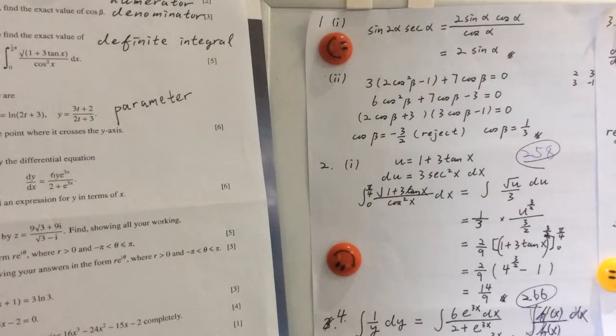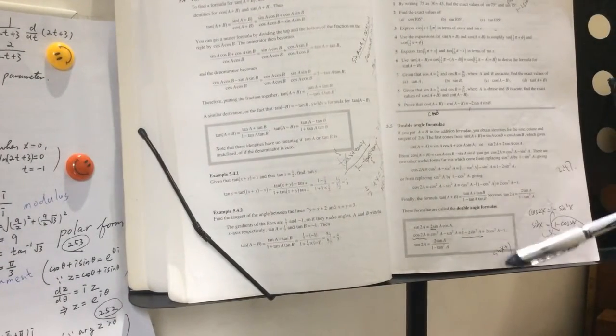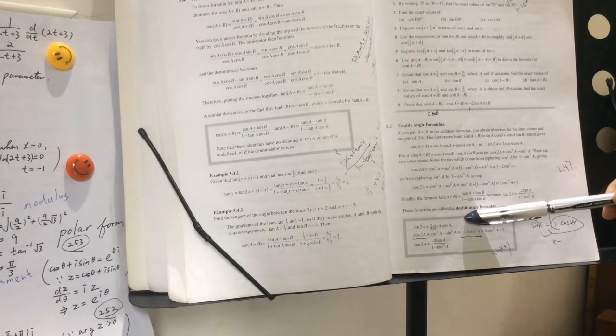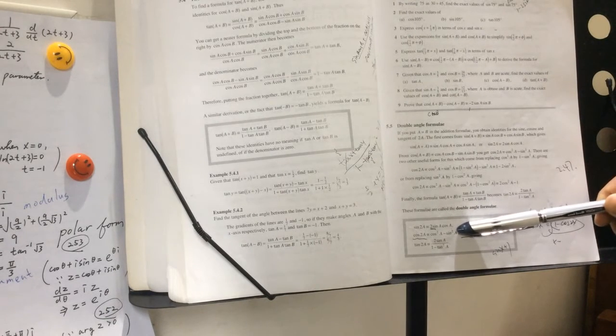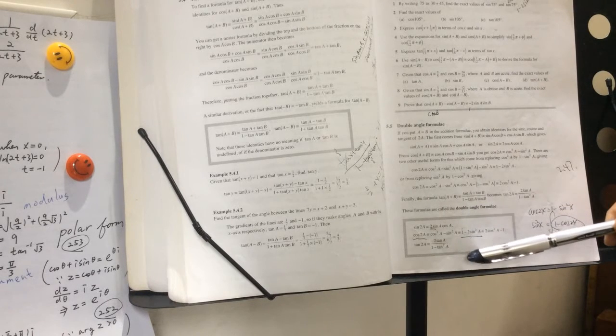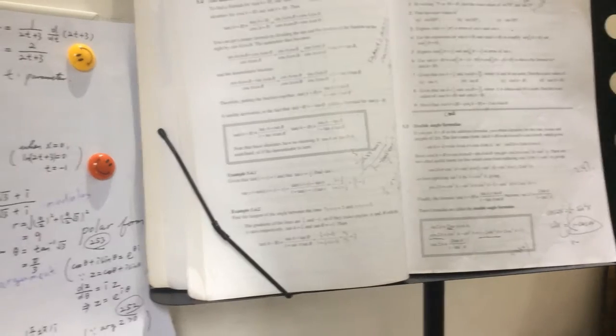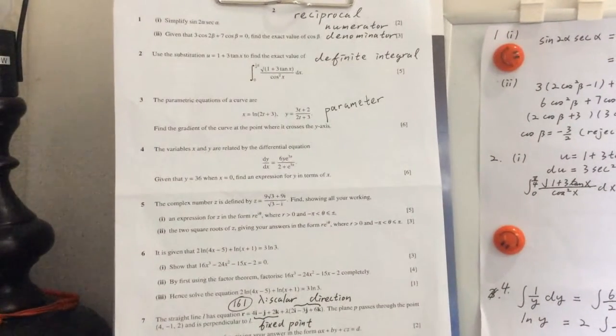So if you forget about the double angle formula, please refer to your textbook. Sin 2 alpha, cosine 2 alpha, tangent 2 alpha. Double angle formula, on page 73. That is part 1. And then we move on to part 2.